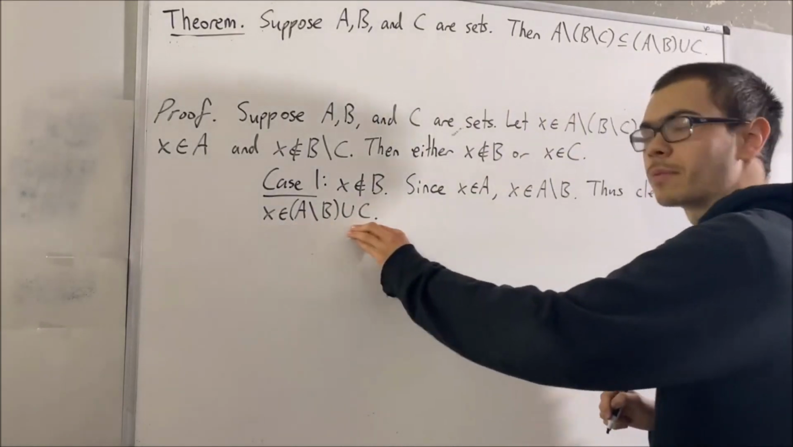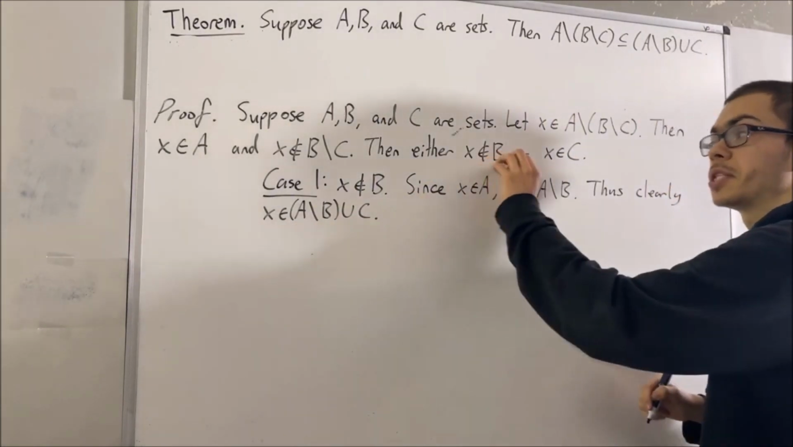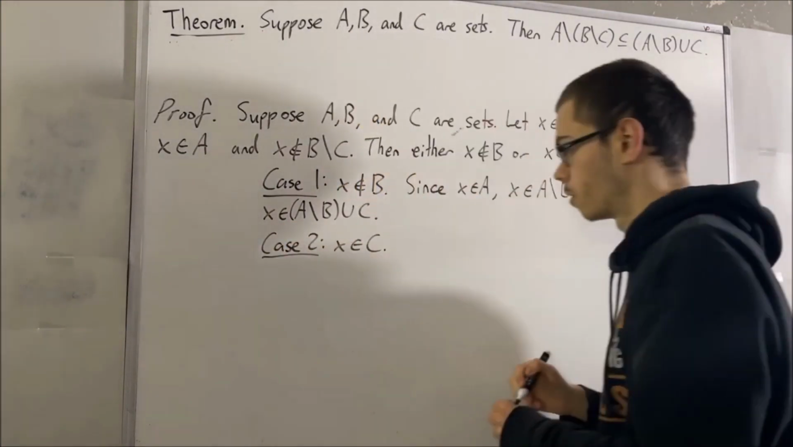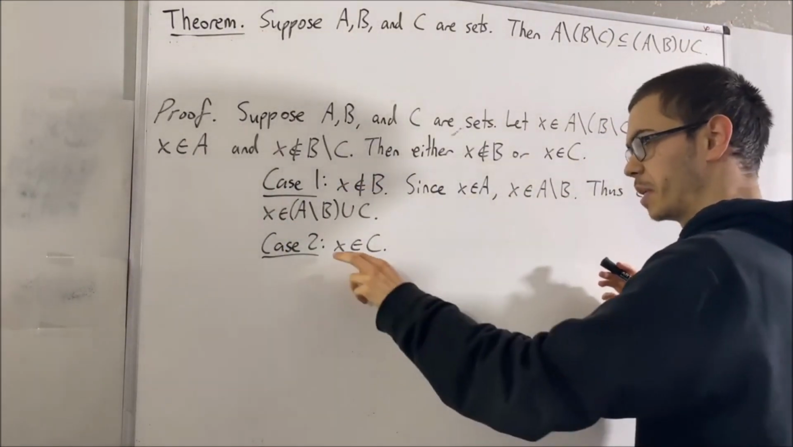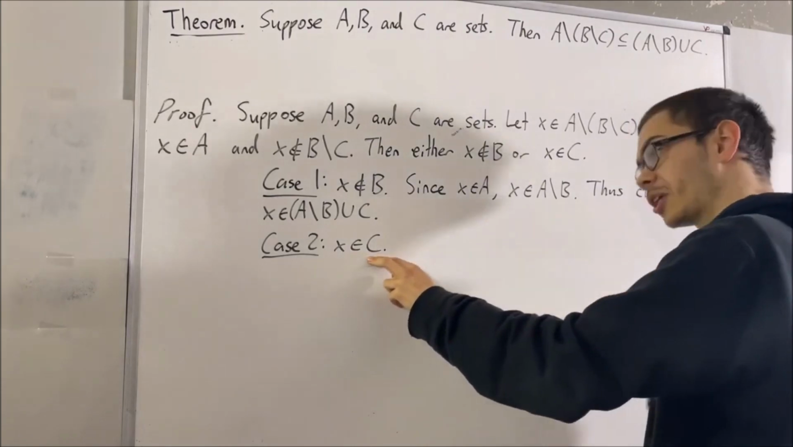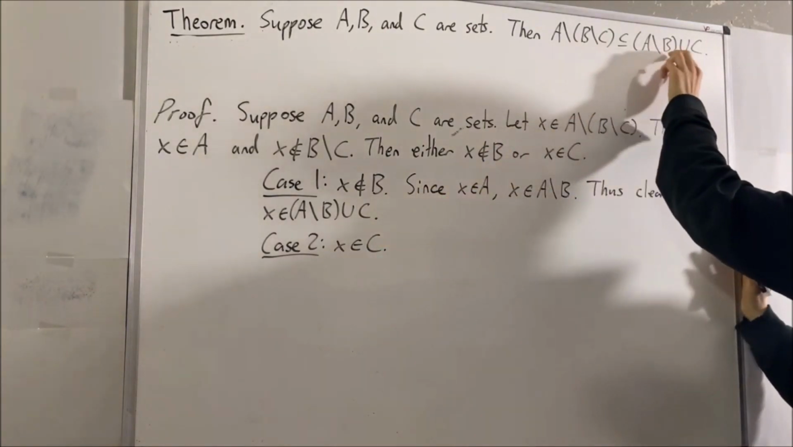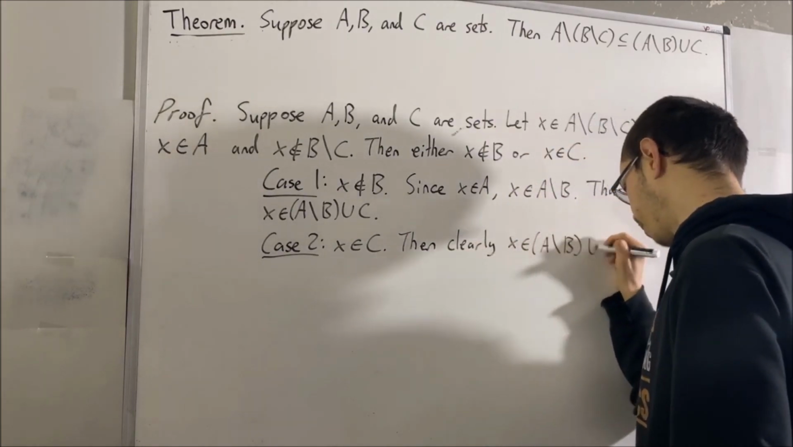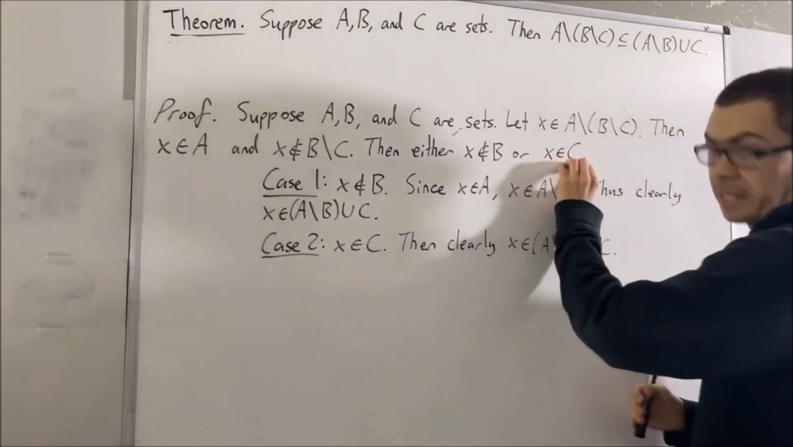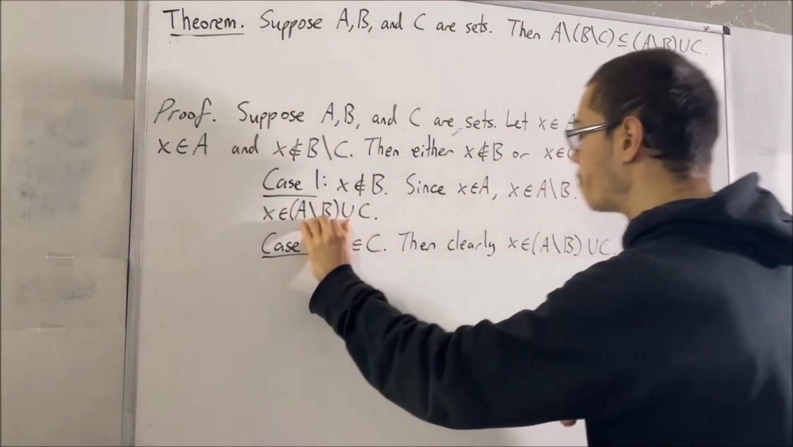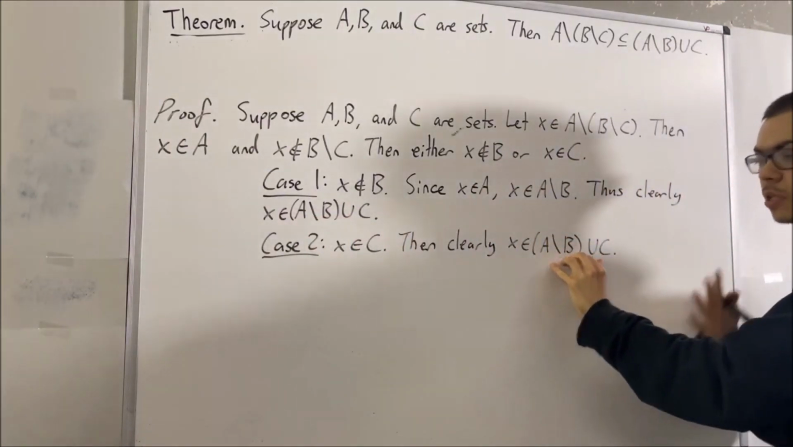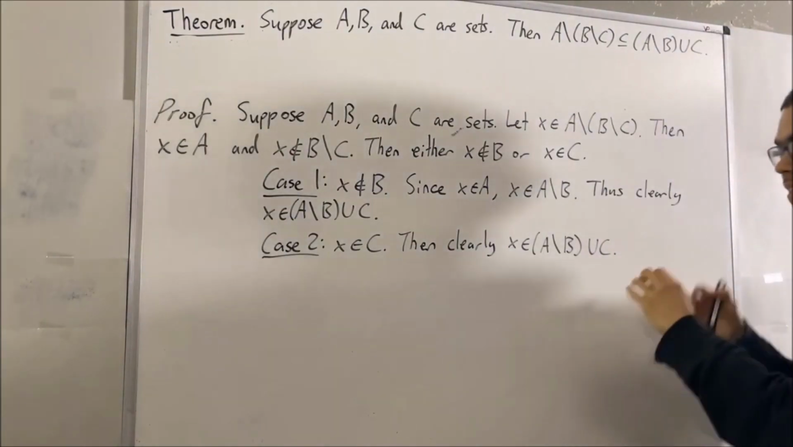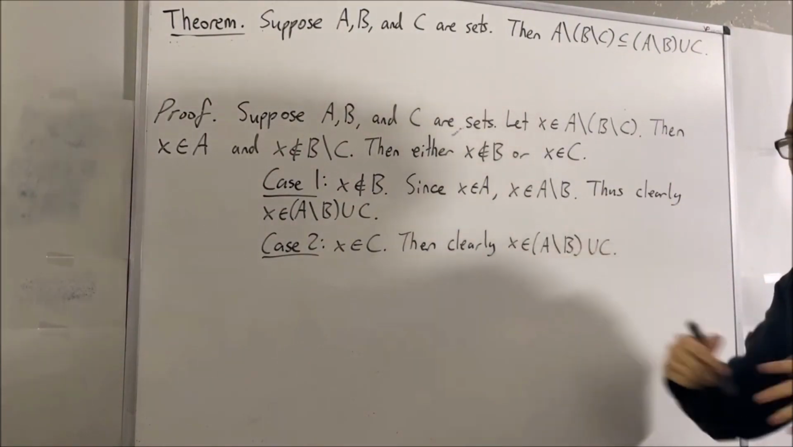And so that completes case one. Now let's consider the other case where X is an element of C. Well, wait a minute. Because X is an element of C, clearly X is an element of A set minus B or C. And so in either case, we have shown that X must be an element of A set minus B or C. So we can conclude that X is an element of A set minus B or C.